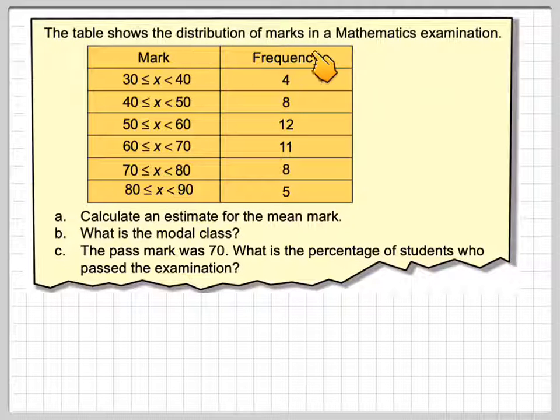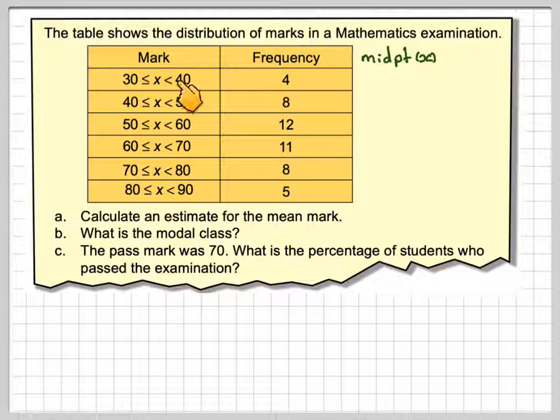The table shows the distribution of marks in a mathematics exam. So we've got the marks here and the frequency. It says calculate an estimate for the mean mark. What was the modal class? The pass mark was 70. What is the percentage of students who passed the exam?